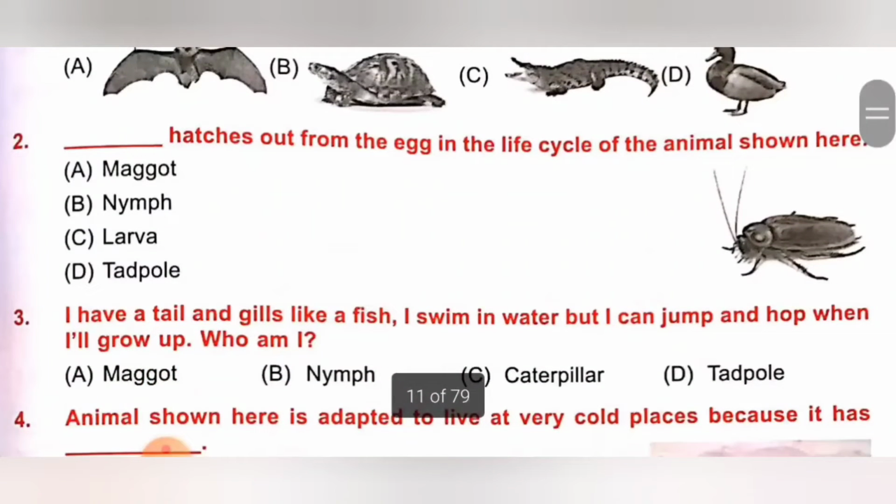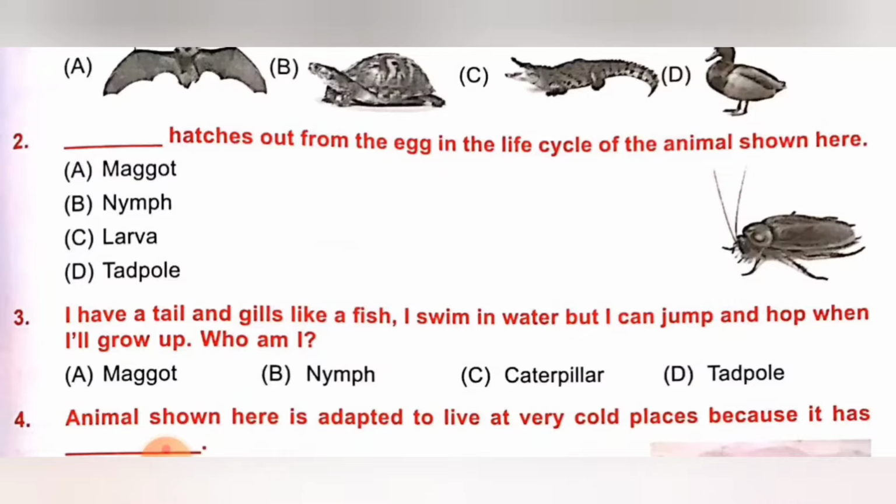Second one. Dash hatches out from the egg in the life cycle of the animal shown here. Option A, maggot, B, nymph, C, larva, D, tadpole. The animal shown here is a cockroach. In the cockroach life cycle, the egg hatches into a young one that resembles the adult closely but is smaller in size, and that young one is called a nymph. So option B, nymph, is the correct answer.